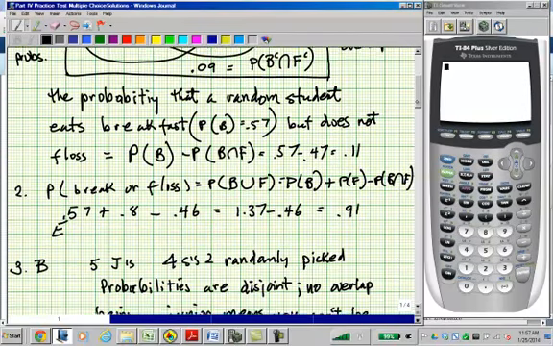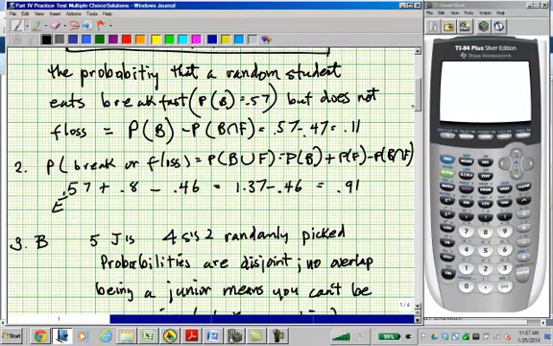Okay, the probability they eat breakfast or floss, which is symbolized by this symbol right here, the probability of B union F, and this U is the union symbol, which stands for or, equals the probability that they eat breakfast plus the probability that they floss minus the probability of eating breakfast and flossing, which is 0.57 plus 0.8 minus 0.46, which is 0.91.